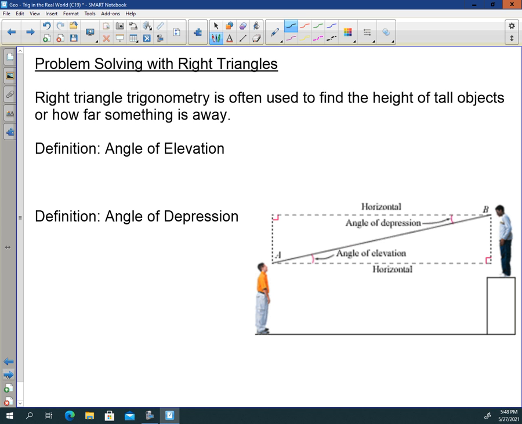Now there's a couple of things to keep in mind. There's these things called the angle of elevation and the angle of depression. The angle of elevation is the angle measured from the horizontal looking up.